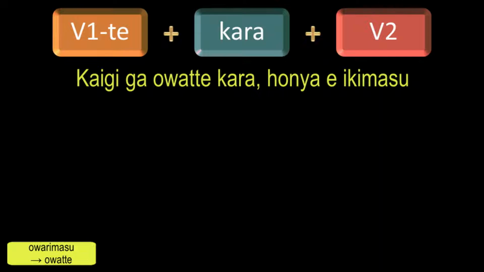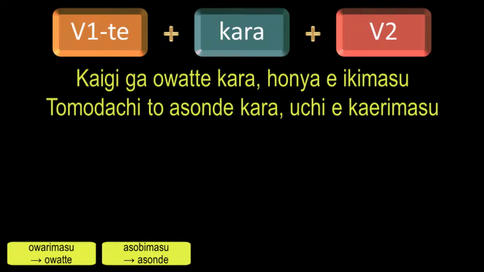Let me give you another example. Tomodachi means friend and asobimasu means to play. Its te form is asonde, and if we add kara to it, we will get tomodachi to asonde kara, which means after playing with my friend. You also know that uchi means house and the verb kaerimasu means to return or go home. So if I say tomodachi to asonde kara uchi e kaerimasu, then it means after playing with my friend, I will go home.